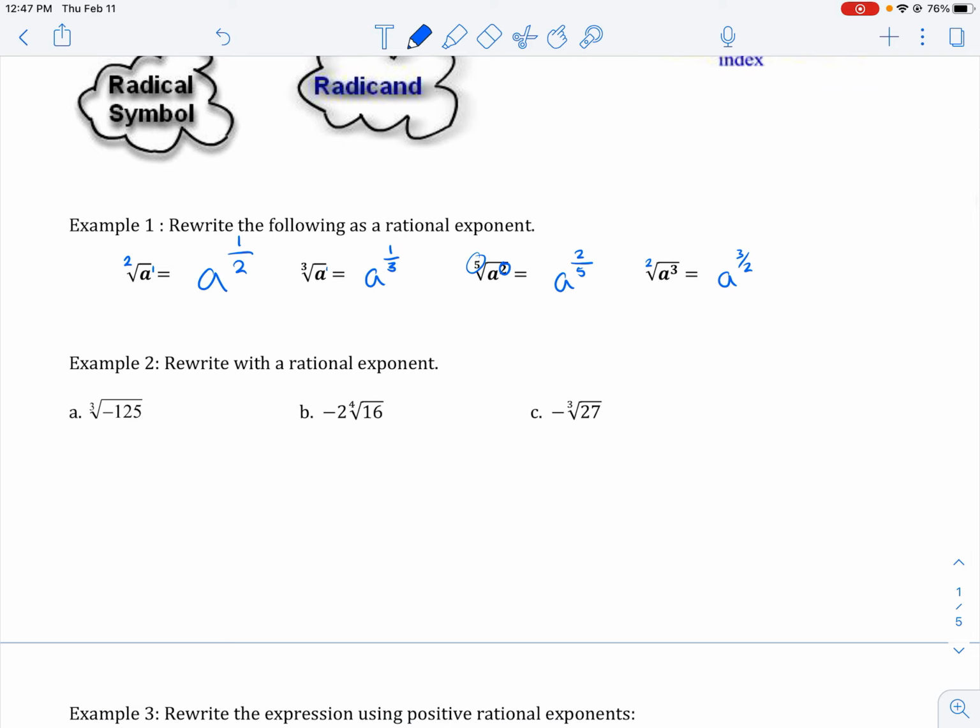Now again, we're just rewriting with a rational exponent. We could simplify these if we wanted to, but we're not going to. So this guy here is just negative 125 raised to the 1/3 power, which if we were to simplify, would be just a negative 5, because what times what times what equals negative 125? Negative 5. How about this guy?